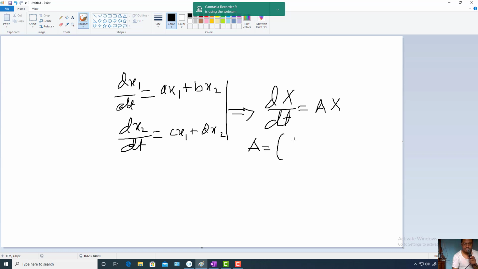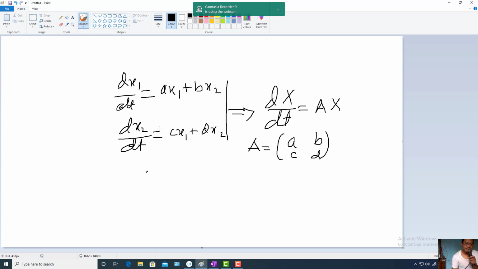So A is equal to the matrix a b c d. This is your coefficient matrix. Such a system we call a linear system, because the variables x1 and x2 are involved in the first degree only. There is no x1 square, there is no product x1 x2 like that. So this is called a linear system.